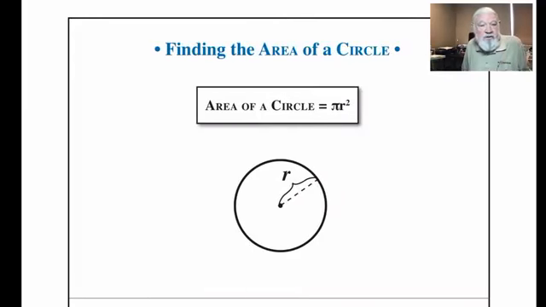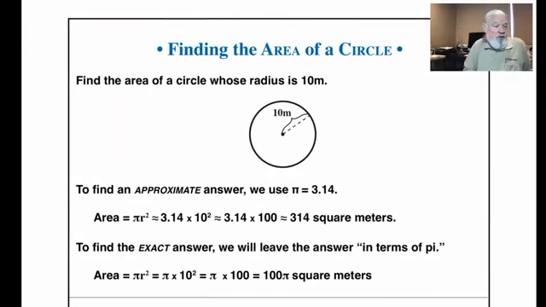To find the area of a circle, formula-wise, is a pretty straightforward deal. The area of a circle is this number pi times r to the second power, that is, times the radius squared. And this usually is pronounced: the area of a circle equals pi r squared. The formula is pretty straightforward when you look at it. So let's find the area of a circle whose radius is 10.